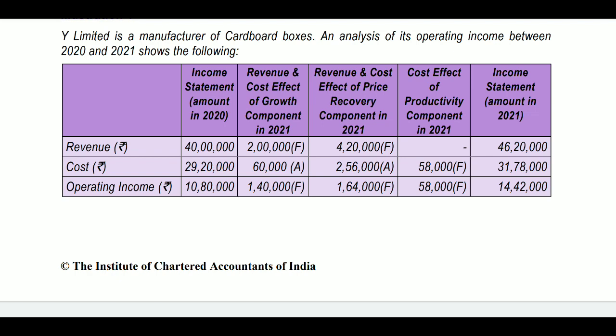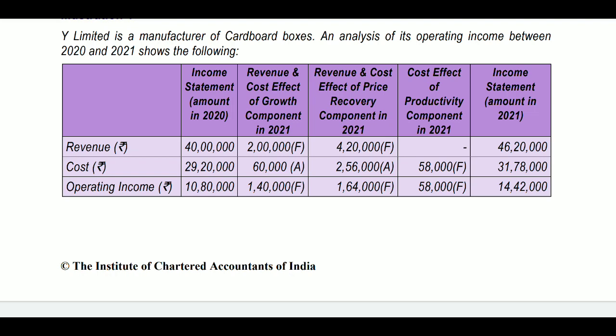Total income statement for current year was 14 lakhs 42,000 operating income. So 14 lakhs 42,000 will be taken lastly. So the first head will be 10 lakhs 80,000 and the last one will be 14 lakhs 42,000. In the middle we will get the 3 items.